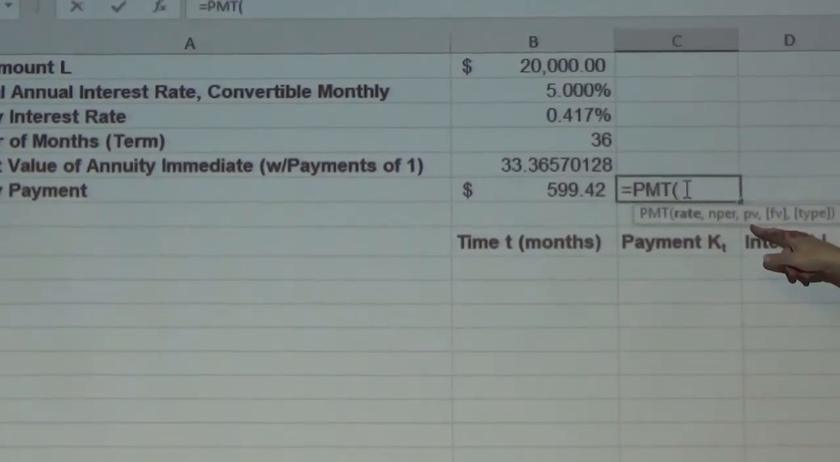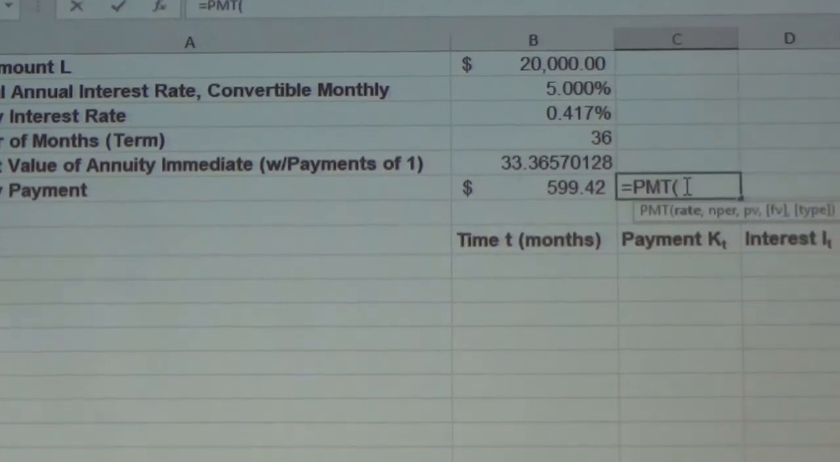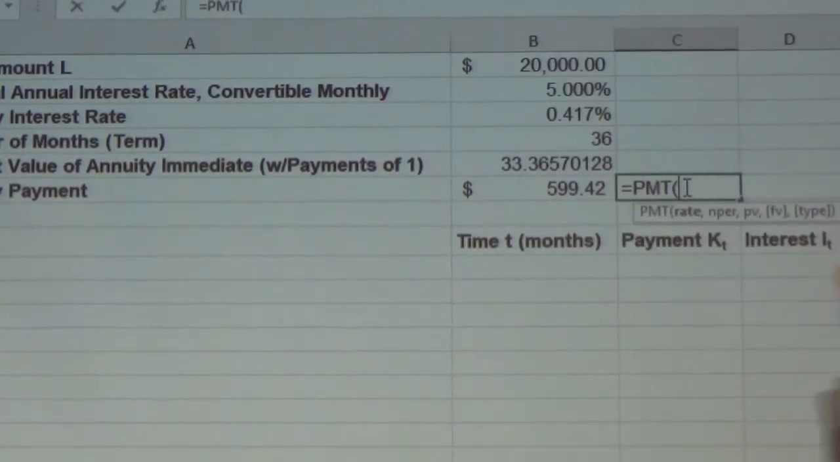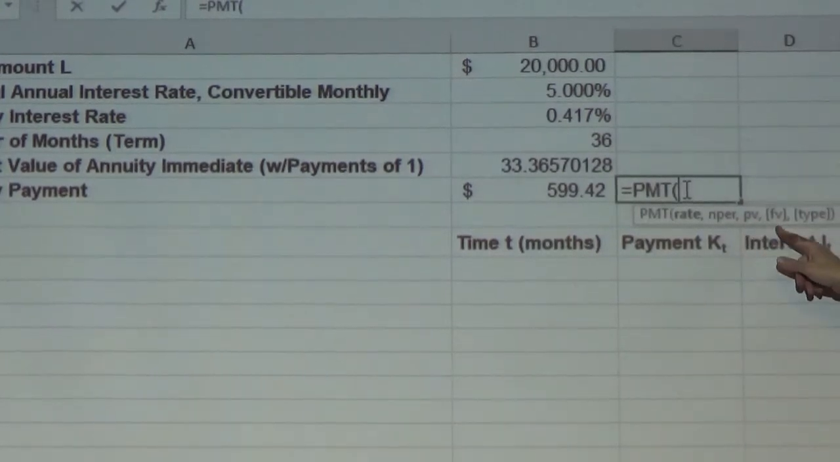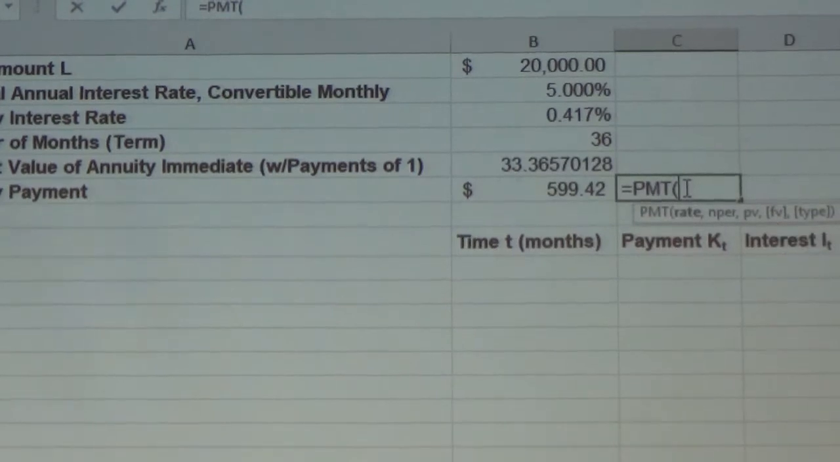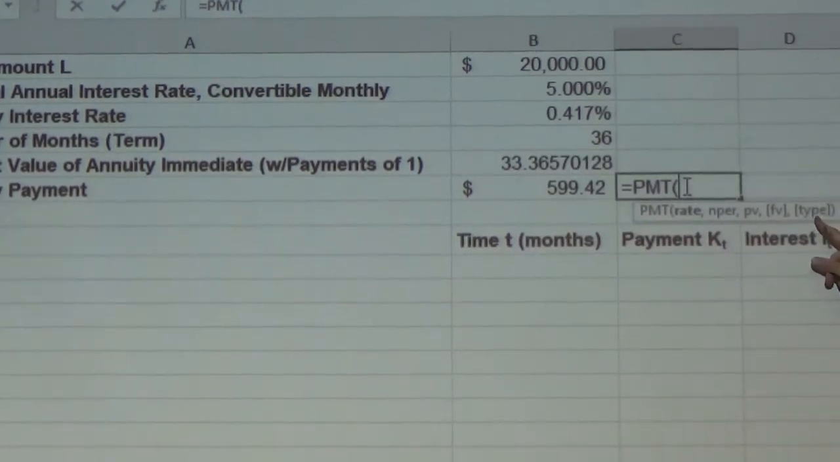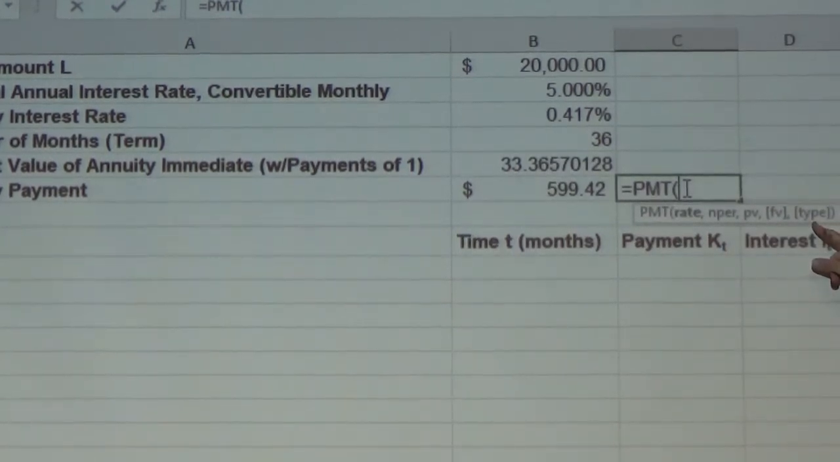Present value is the loan amount, though there's a convention here because you're thinking of this loan amount as being a negative thing to you, you're paying this money out, you actually need to make this a negative quantity. The future value is going to be 0 because we pay off the loan by time n, and the type is going to be 0 for an annuity immediate. These payments are at the end of the periods. It would be a 1 for annuity due.